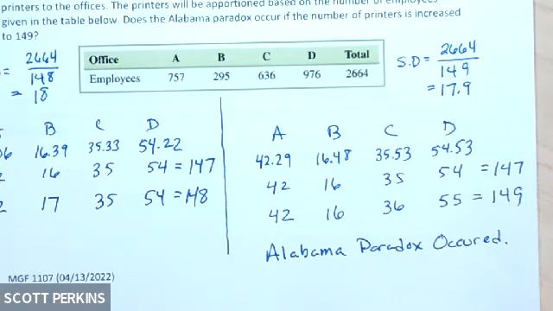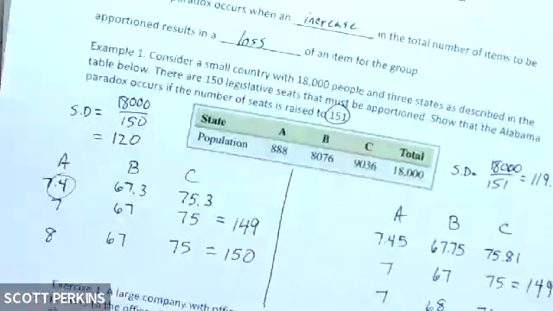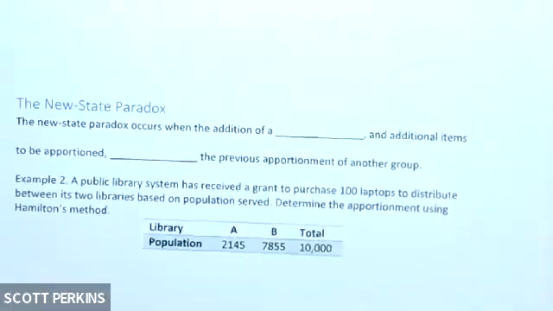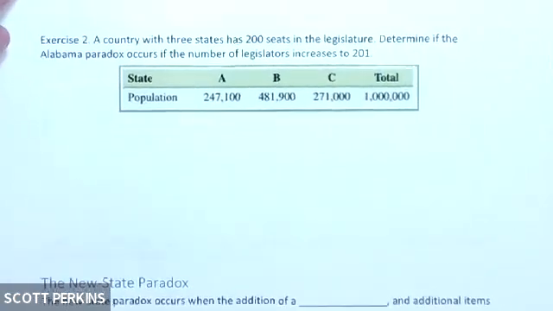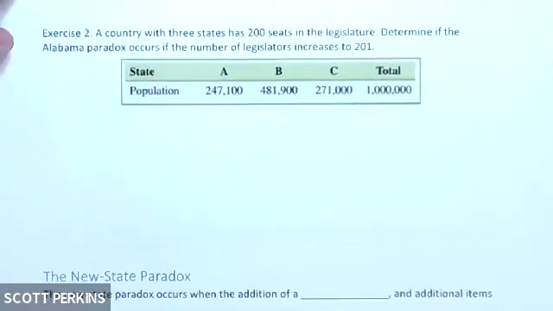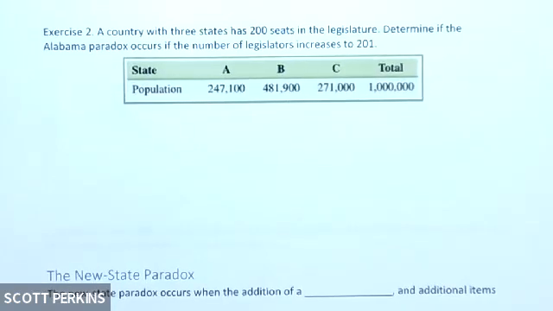Okay, great. All right, next page. One more of these, and then we'll each just have one of the final thing. So exercise 2 up at the top. I want you to do the same thing one more time. I'll give you a little bit of a head start, then I'll get working. So you have 200 seats you're going to apportion, and then you're going to see, does the Alabama paradox happen if I increase that to 201?